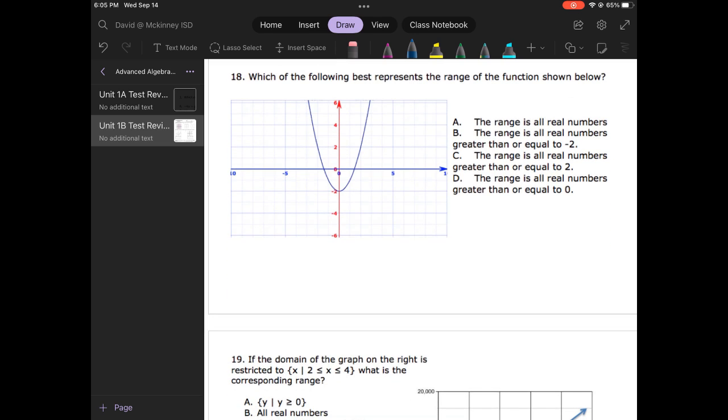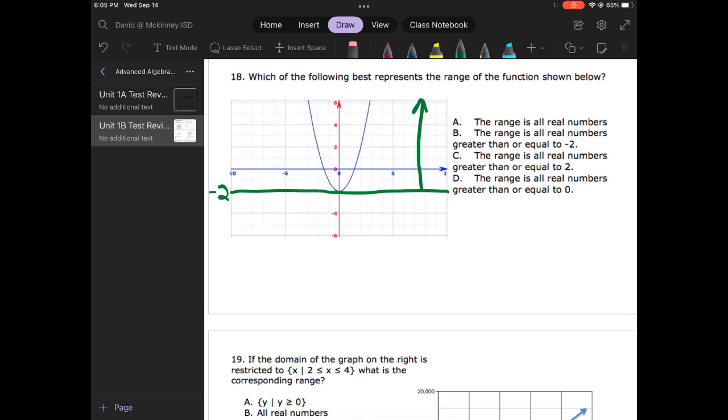Let's look at problem number 18. It says, which of the following best represents the range of the function shown below? My range values are y values. I draw a line there because that's the lowest point on this graph. Every possible y value above that point will be somewhere on this graph. And that's at a -2. So that's important to note.